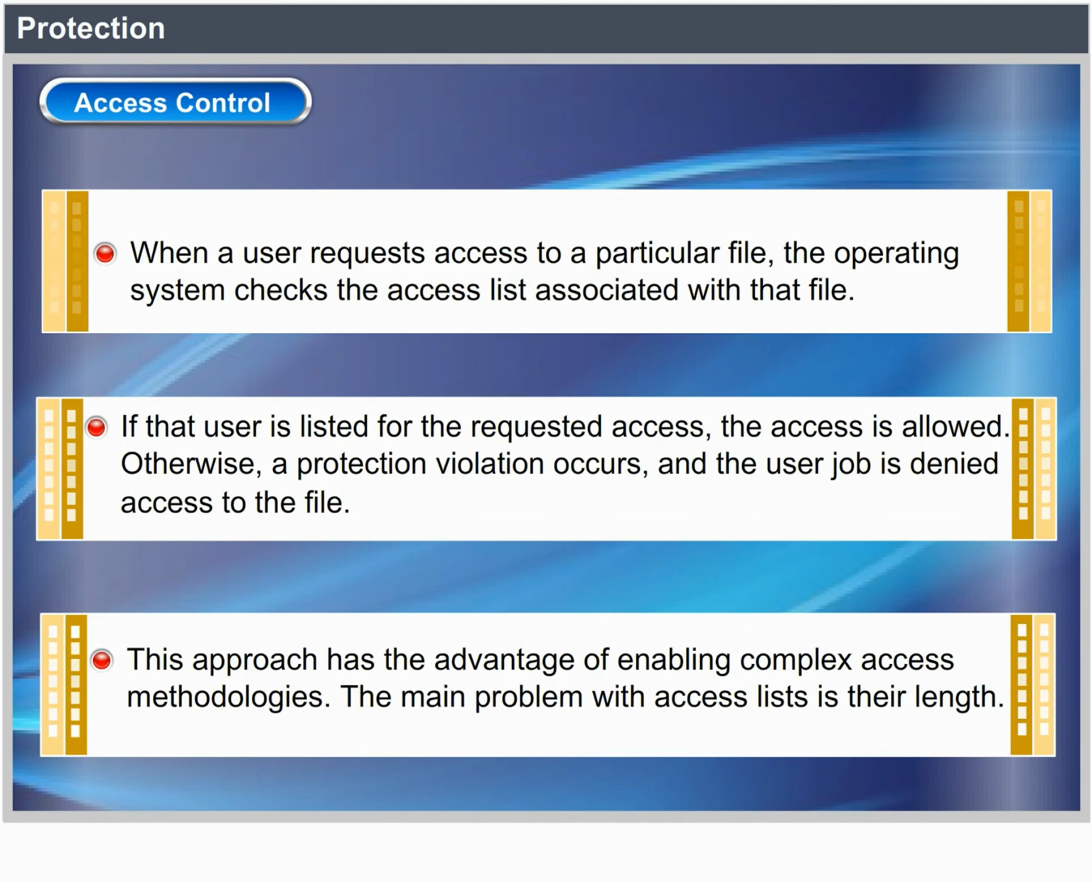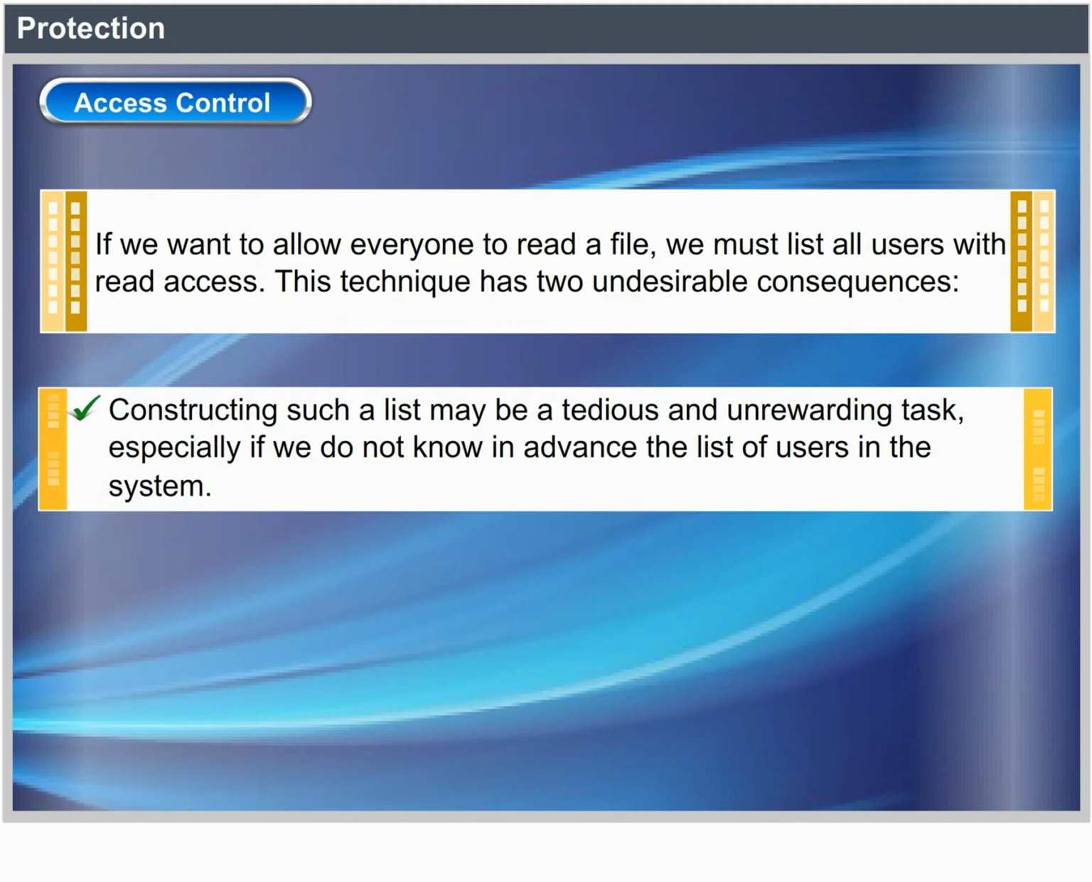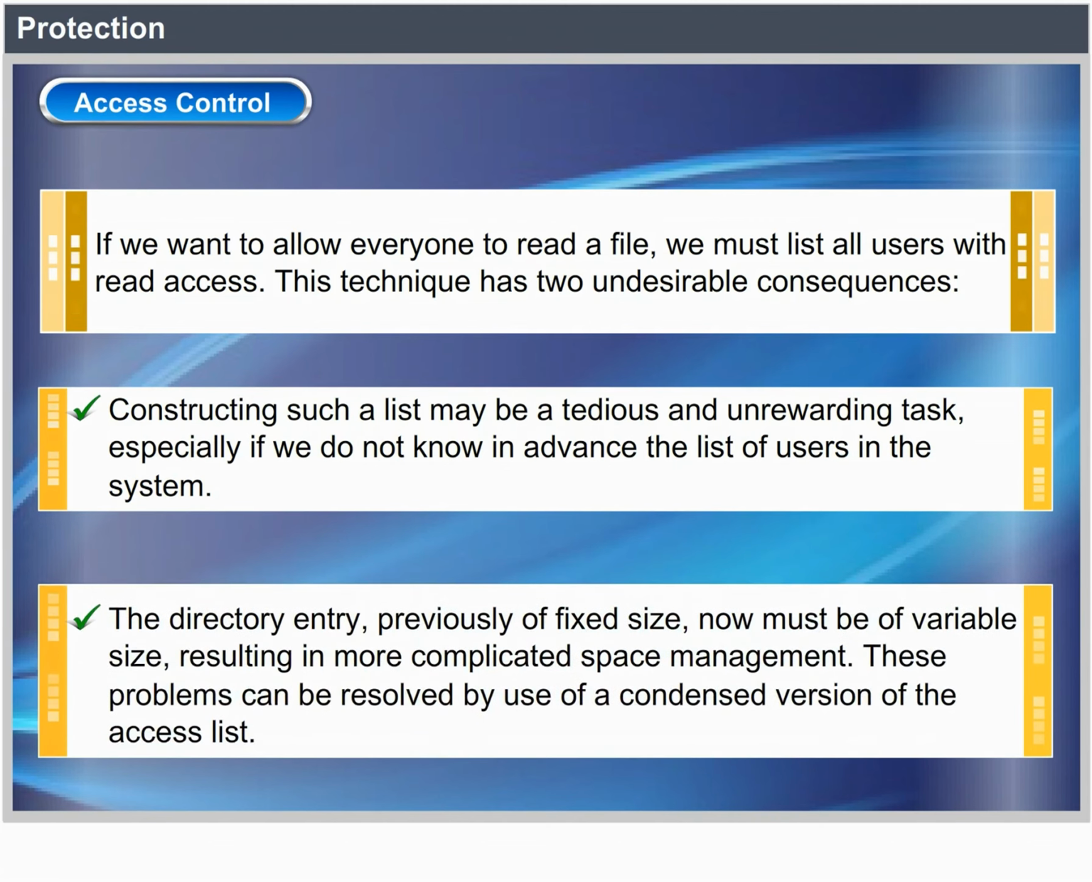If we want to allow everyone to read a file, we must list all users with read access. This technique has two undesirable consequences. Constructing such a list may be a tedious and unrewarding task, especially if we do not know in advance the list of users in the system. The directory entry, previously of fixed size, now must be of variable size, resulting in more complicated space management. These problems can be resolved by use of a condensed version of the access list.